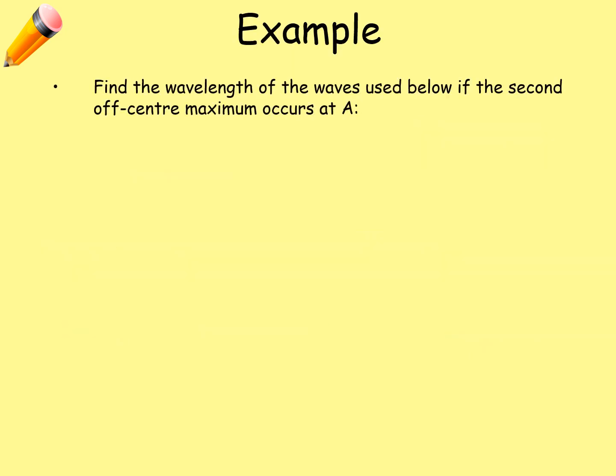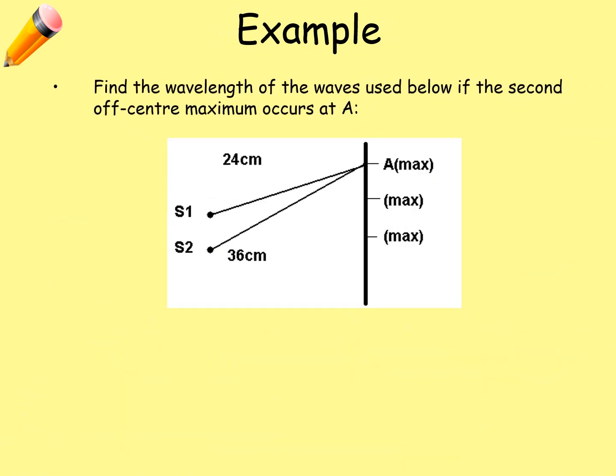Example. Find the wavelength of the waves used below if the second off-center maximum occurs at A. Here is our diagram. We see waves coming from two sources which we're assuming are coherent, and we have a path from S1 to A and S2 to A, and these paths are different and shown in the diagram. If you remember from the previous video, the first thing we need to do is to find the path difference. The path difference between the two waves is 36 minus 24, which is 12 centimeters.